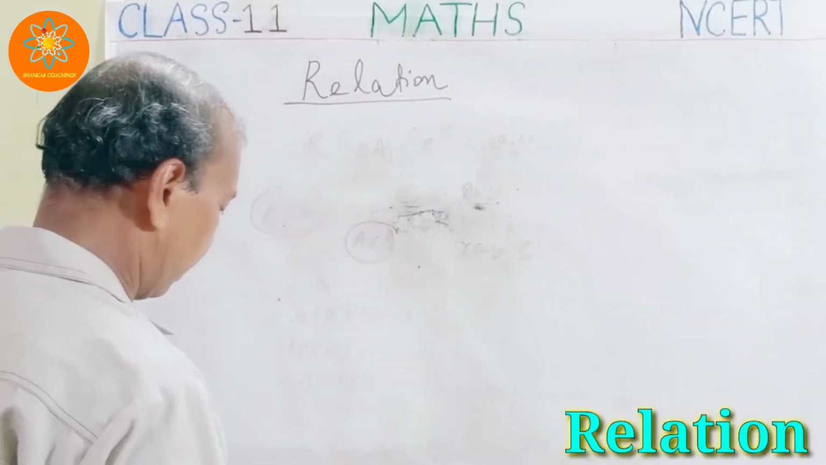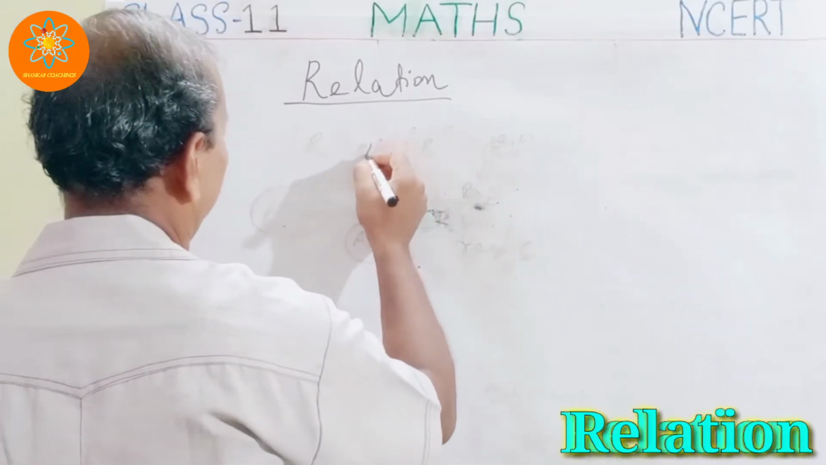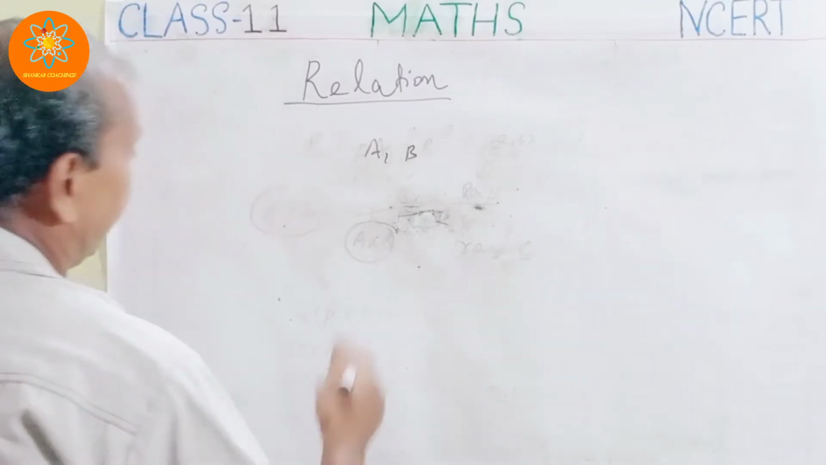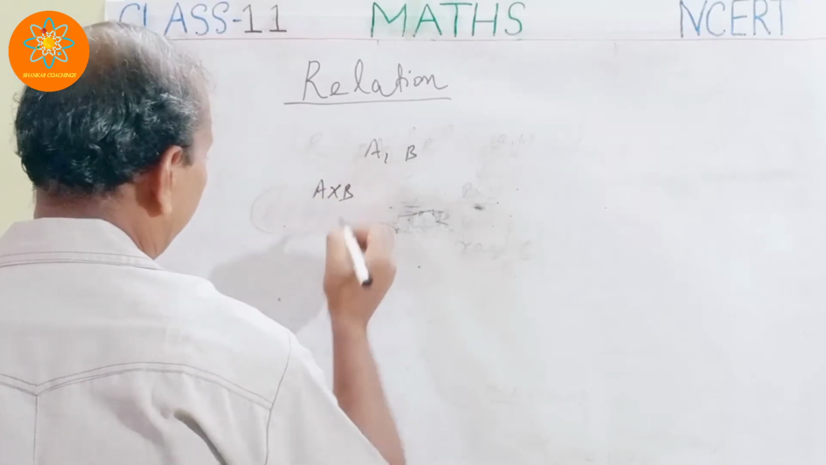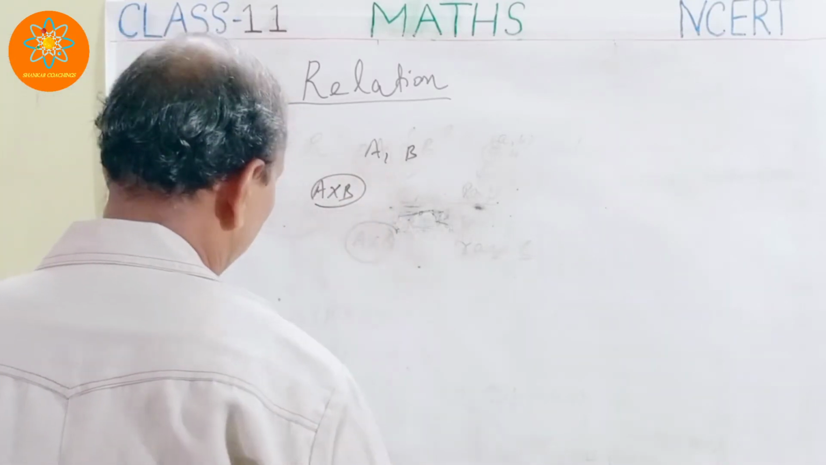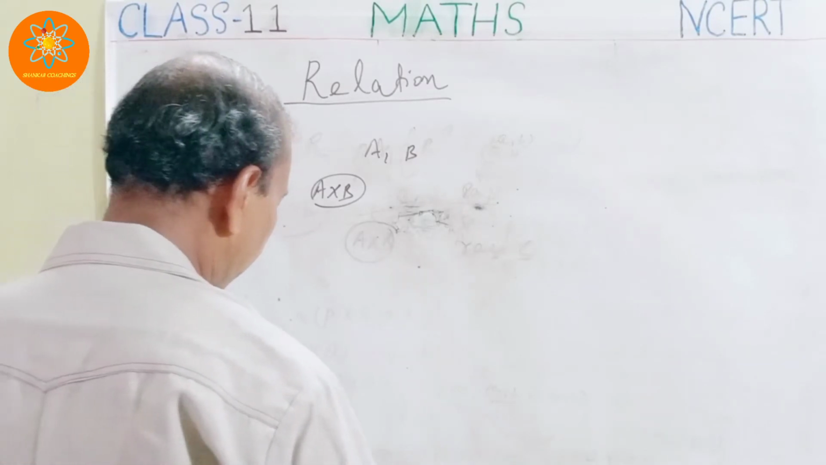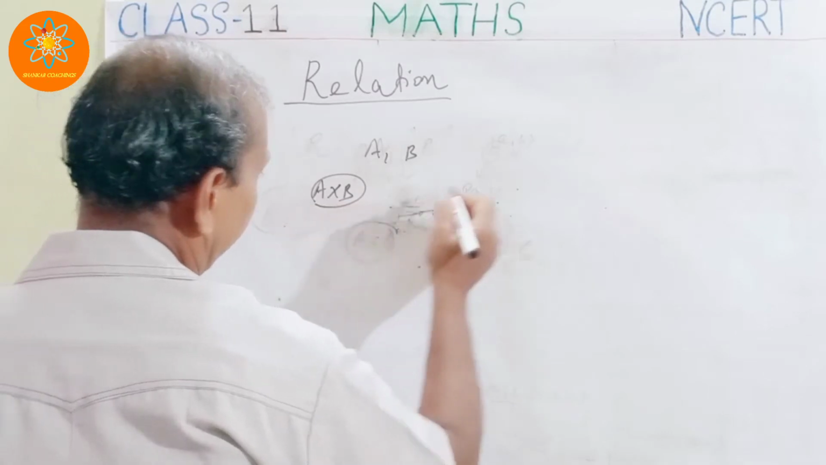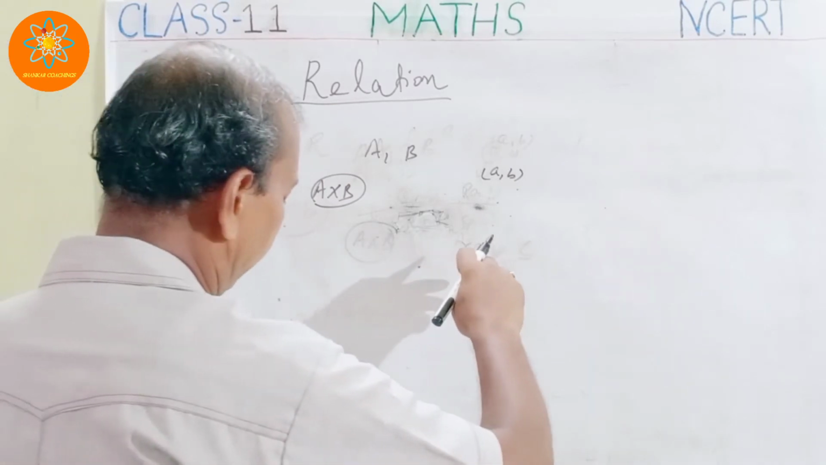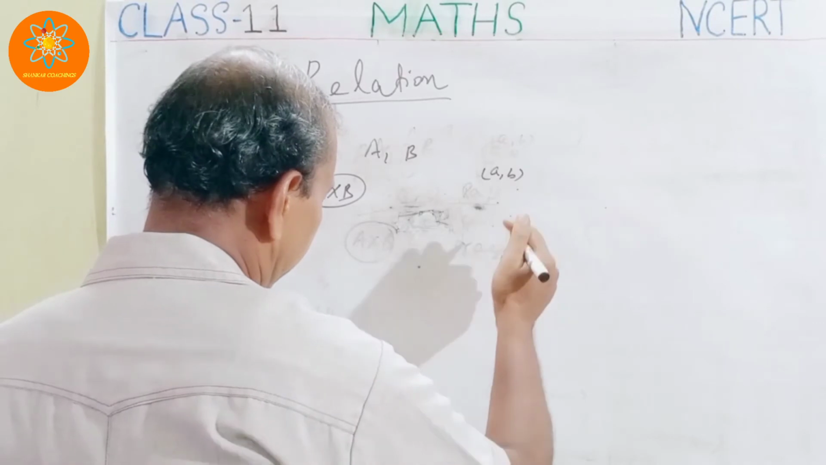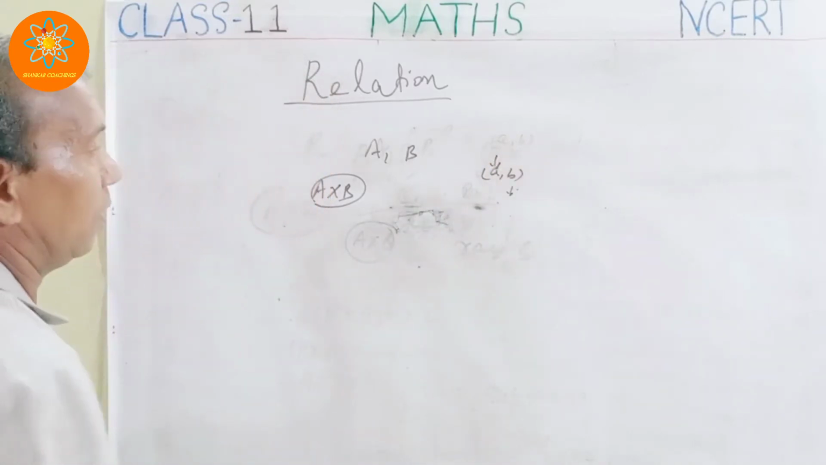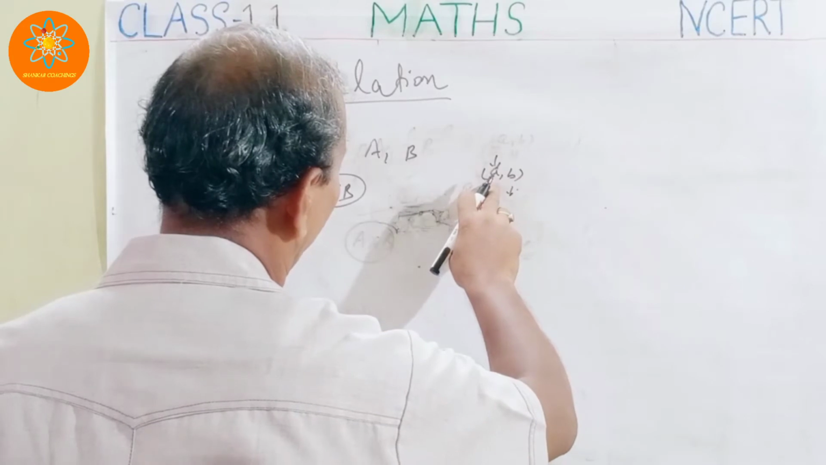Now we see the relation. Let's suppose I have two non-empty sets A and B. Then the relation is defined as a subset of the Cartesian product A cross B. And if we take the ordered pair AB, where A is the first element and B is the second element, then this second element is called the image of this first element.